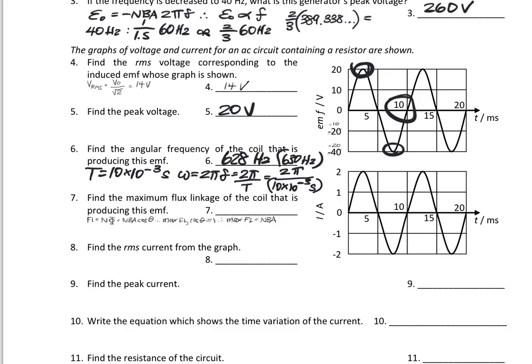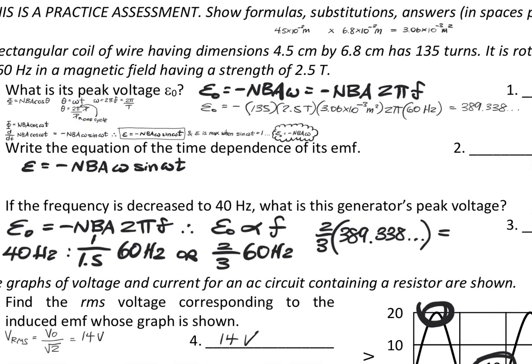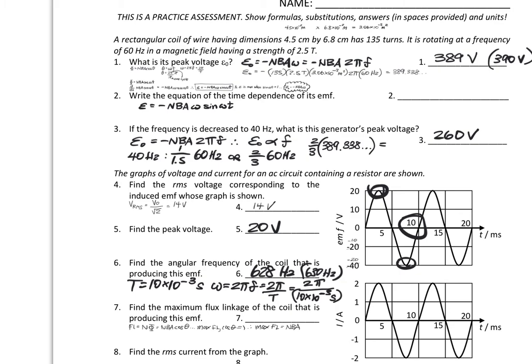So what we might actually need to do, but we do know from number 1 that maximum EMF is equal to negative NBA omega. And we just found omega. And while we don't know NBA, it's what we're solving for. And we also know the peak voltage.